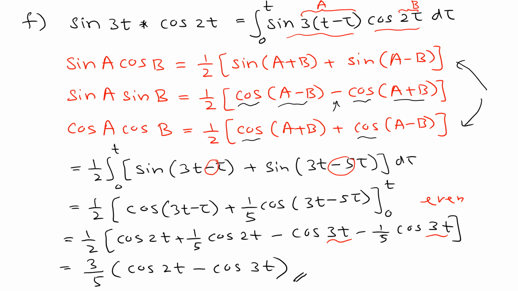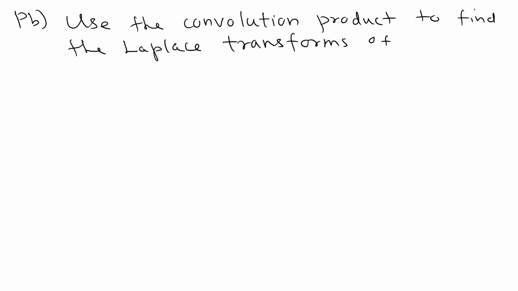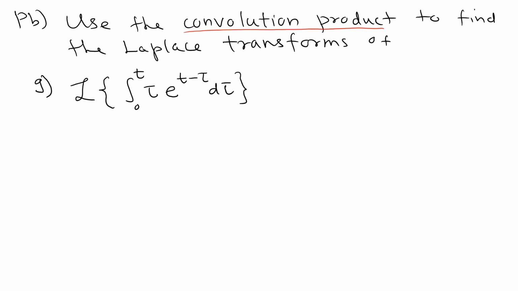Okay, so let's do the next question now. Use the convolution product to find the Laplace transform of. So we're going to do the convolution product now. We know how to find the convolution product now. So let's try to do a problem like this. Let's say find the Laplace transform of the integral from 0 to t of tau e to the t minus tau d tau.